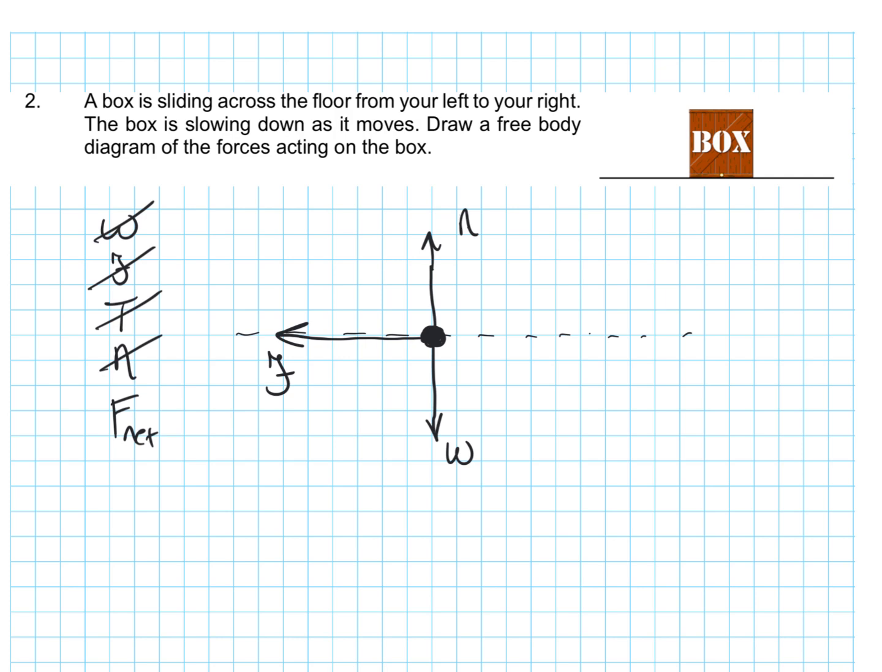The net force. Well, you can see that my arrows don't seem to balance. Up and down seems to balance, but left and right doesn't. And that kind of illustrates what's being said in the problem. It says it's slowing down as it moves from left to right. So as it moves from left to right, it's slowing down. So that means that there's a net force going in this direction.